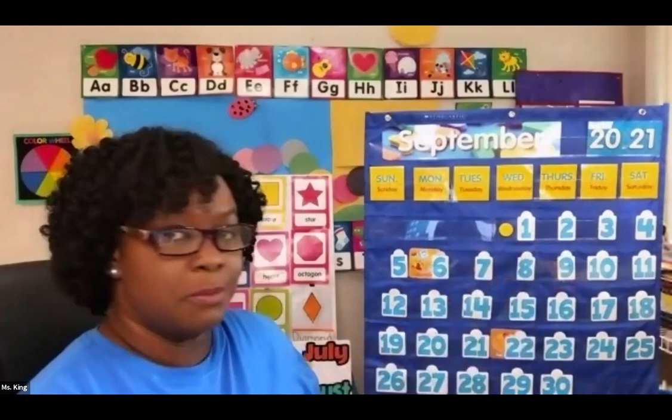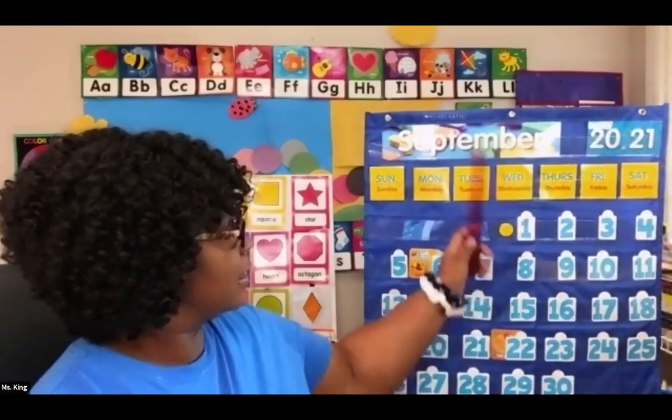The weather is going to begin to get a little cooler. It won't be as hot. And then you're going to see what's going to happen in the fall. The leaves are going to change colors. But we will talk about the fall when the fall comes. All right. So today is Wednesday, September 1st. All right, good job, Lovies, good job.